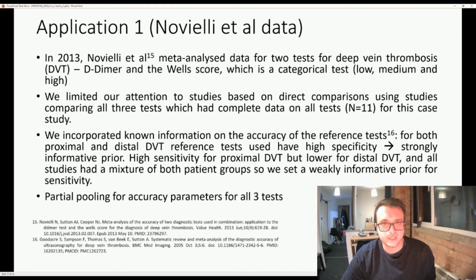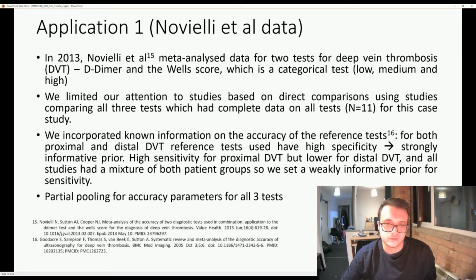For the first application, there's the Novelli et al. data. In 2013, the authors did a meta-analysis for 2 tests for deep vein thrombosis, DVT, the D-dimer and the Wells score, the latter of which is a categorical test with 3 categories: low, medium, and high. We limited our attention to studies based on direct comparisons, using studies comparing all 3 tests which had complete data, which is 11 studies.